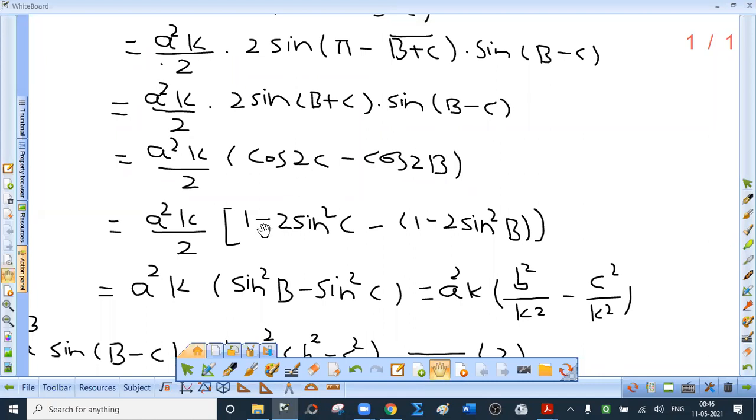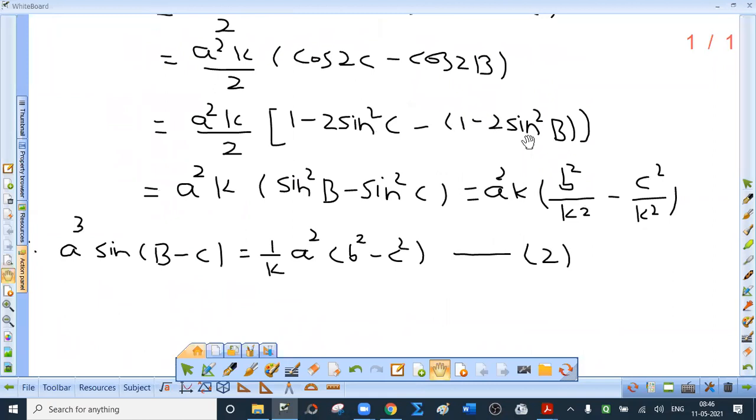What is cos 2 theta? 1 minus 2 sine square theta. Use that. Open the brackets. 2 sine square b minus 2 sine square c. Take 2 common. Cancel that with this 2, to get a square k into (sine square b minus sine square c).